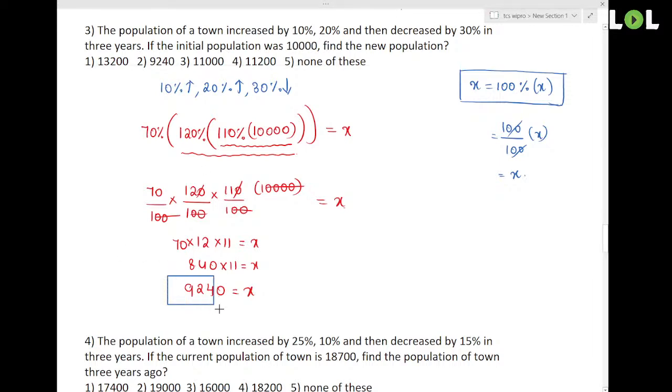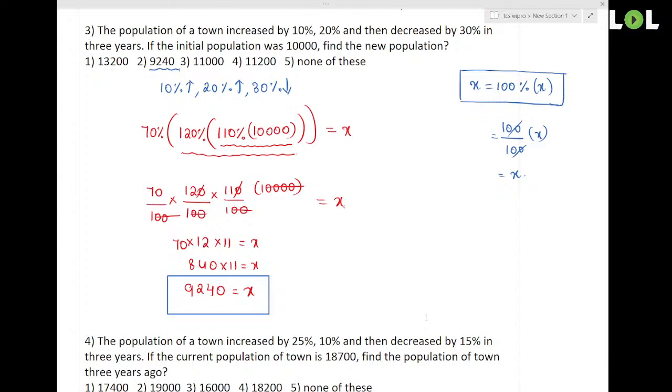I will repeat this question. Please stay with me. Do we have the option 9240? Yes. Look, the original population is 10,000. Consider that original population as 100% of itself. Now, this is increased by 10%. I'm repeating, Manohar. So 100% of 10,000 increased by 10% means it becomes 110% of 10,000. So that is the population after 1 year.